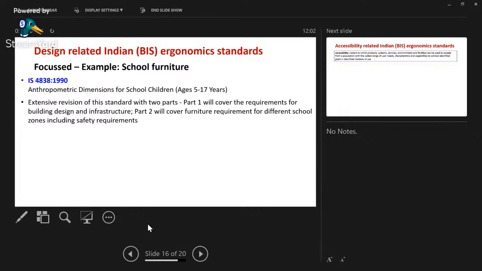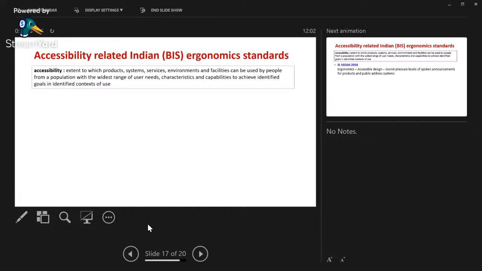Finally, before we come to the last part, before I talk about the benefits, we'll just take a quick look at the accessibility related Indian ergonomic standards.